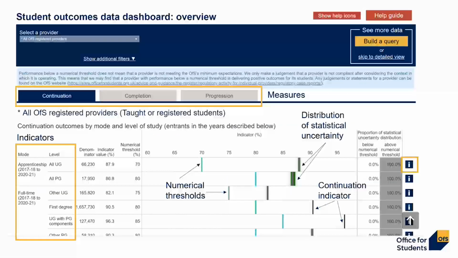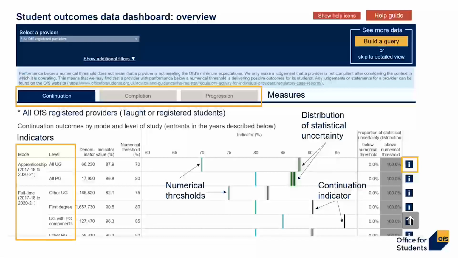This is a screenshot of the Student Outcomes Data Dashboard. You can see in the top left where we have select a provider that all OFS registered providers are currently showing, but you can select individual providers. We can see the measures tabs at the top and the indicators to the left-hand side. The numerical thresholds are shown in light blue, and the continuation indicator value is shown in black.